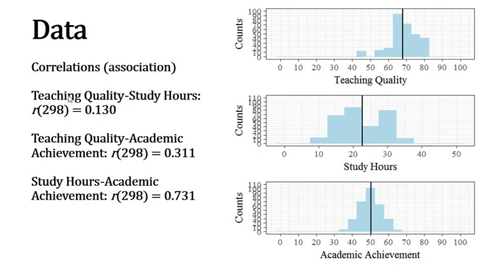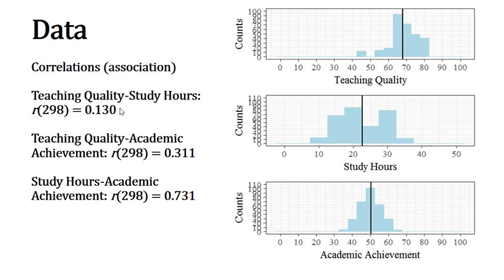0.13 is the association between teaching quality and study hours. The R coefficient takes values from -1 to 1, and 0 means no association whatsoever. 1 means perfect positive association, and -1 means perfect negative association. So in a positive association, if the values of teaching quality go up, the values of study hours will go up as well. Negative association means that if teaching quality goes up, then study hours goes down.